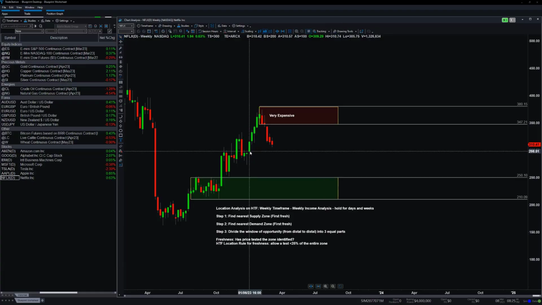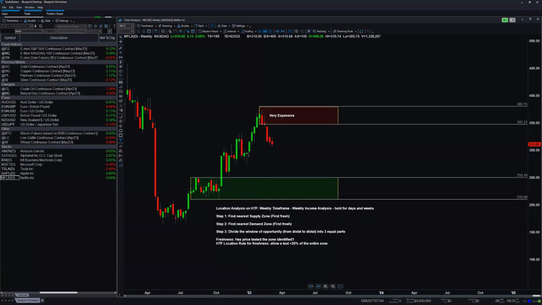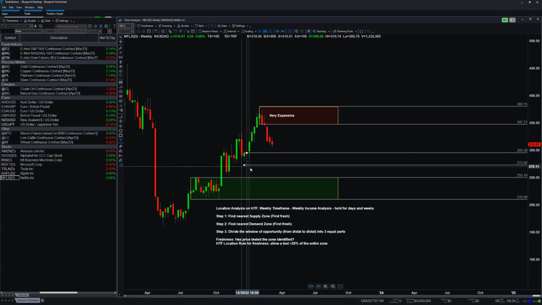Then where's the base? Well, I have a base here, and then I could have a drop base rally. I could have a rally base rally as well. Both would be fine. Let's say we have a drop base rally. Then my proximal goes to the highest body of the basing candles. My distal goes to the lowest wick of the entire formation.